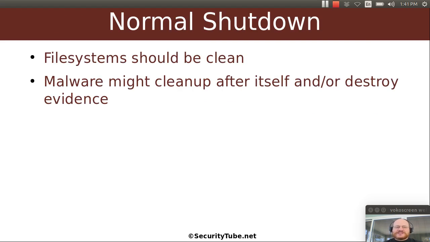So normal shutdown. What's an advantage of doing it this way? The file system should be clean. You won't get any warning saying, hey, this file system was dirty. Downside of a normal shutdown, if you have some sort of malware installed, which we certainly suspect in this case that we do, it might clean up after itself and or destroy some evidence. So that might be a bad thing.